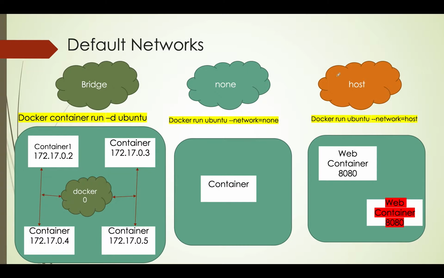Now we'll see --network equal to host. That means I will create one nginx server. That nginx server runs on port 8080 by default. If you create one more, it won't work. Why? Because a conflict will happen. How to use network equal to host, there is no need to do anything else. I will show you this part.